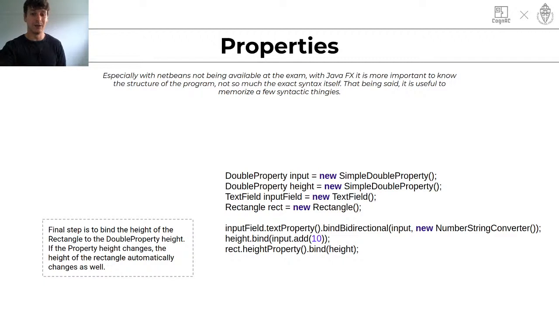Okay. So again, to do that a bit more explicitly, with bind, you only listen to one side. So for example, height.bind input basically means that height changes if input changes, but input doesn't change if height changes. For bind bidirectional, the change goes both ways. So for example, let's say that we have two text fields and we make them bind bidirectional. If you change the value in one text field, the other text field changes. If you change the value in the other text field, the first text field changes. So that's essentially the difference.